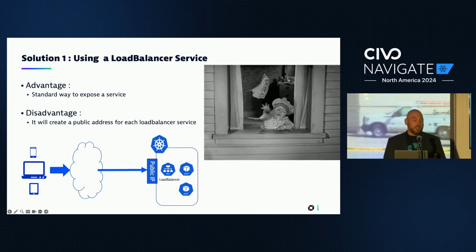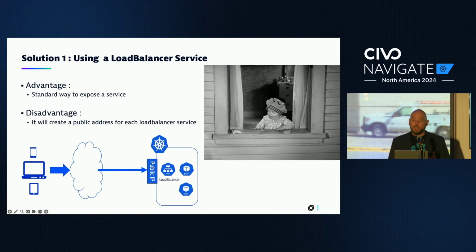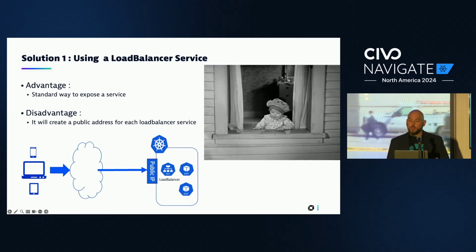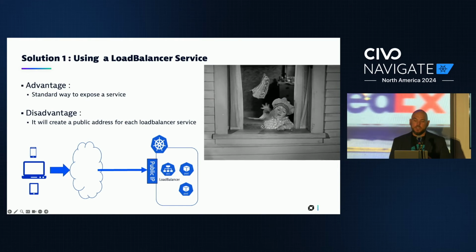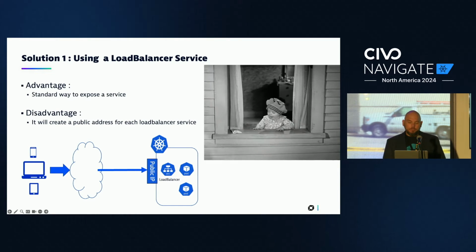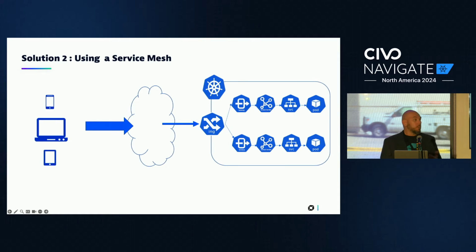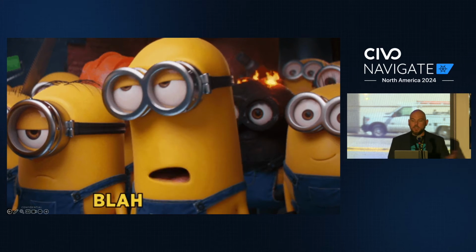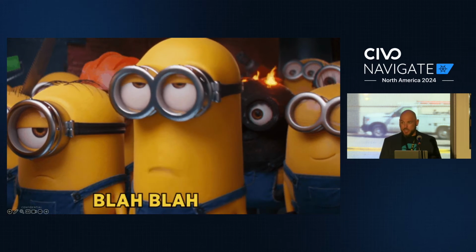But the downfall here is that it's going to create a public address for each of our load balancer services. So this means that you have additional cloud infrastructure, additional public IP addresses that you end up having to pay for. So instead, we can use a service mesh. And the service mesh will properly route and manage the traffic to those various applications that are behind the ingress controller. All right, blah, blah, blah, more Kubernetes terminology and components.